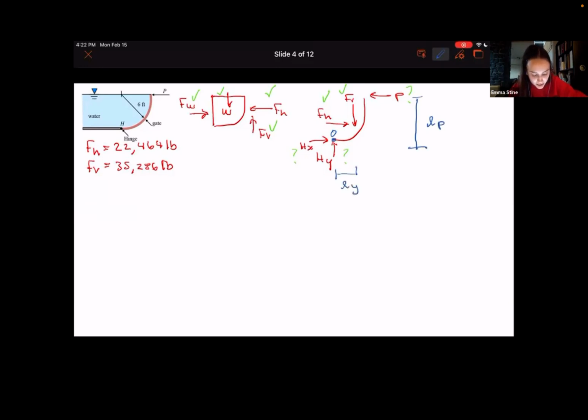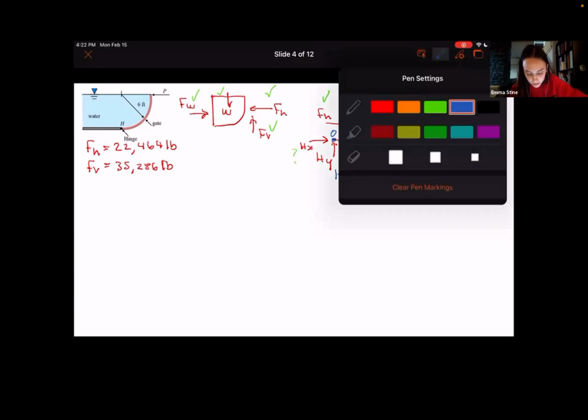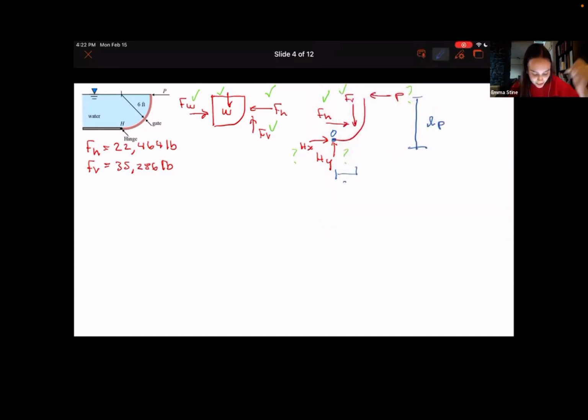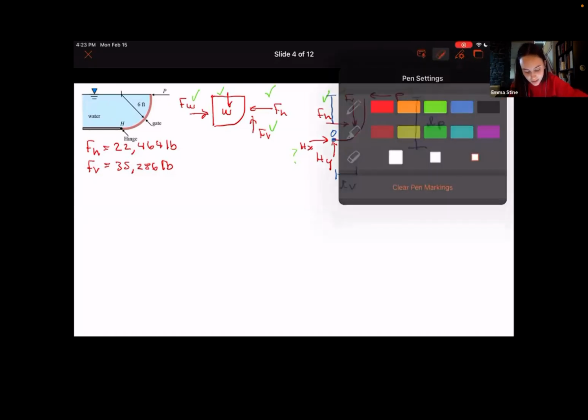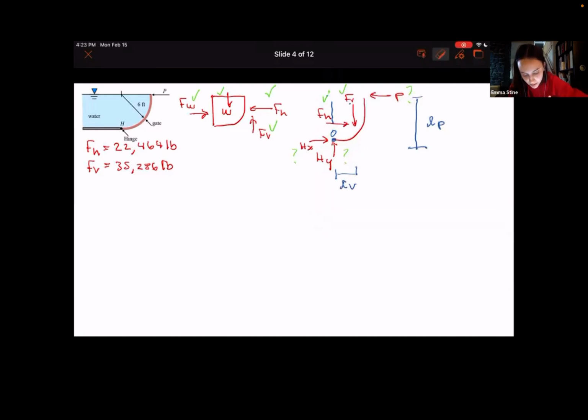And that's not right at all. That is going to be called LV, because it's a different distance from here to here, which is a little hard to see. I'm getting confused from my own diagram. And then this is LH, the distance from F horizontal to O.